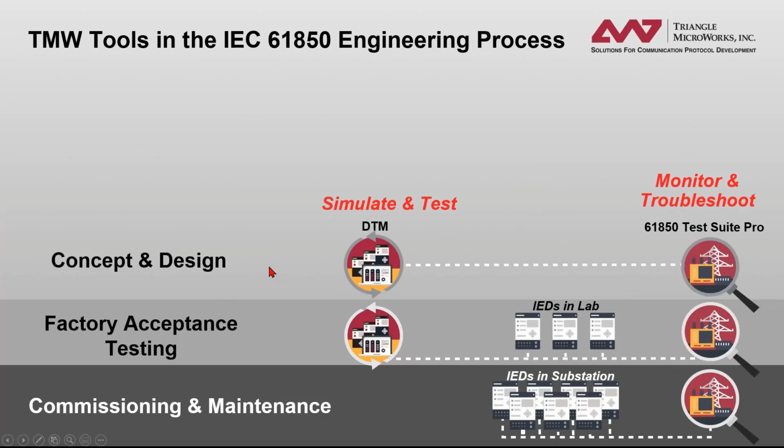So this shows the progress of a typical project, going from concept and design to factory automation testing to commissioning and maintenance. And we have Test Suite Pro going through all 3 of those phases. And DTM simulating everything in the concept and design phase, which is then monitored by Test Suite Pro. Once we get to factory acceptance testing, the IEDs that we have available, we put them in the system, we turn those off in DTM, and we use the same workspace in Test Suite Pro that we developed during the concept and design. And you really shouldn't notice a difference in the operation of the system there.